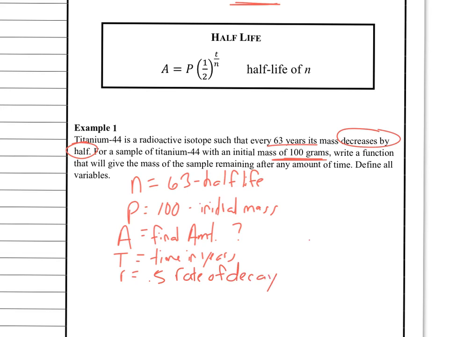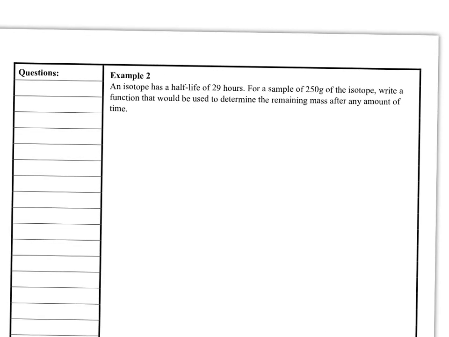So when we write our formula, it's always the final amount equals the initial amount, P, which we see right up here, which is 100, times the rate, which is always going to be 0.5, to the power t over n, which is every 63 years. All right, let's move on to the next page. So another problem similar to what we've been doing. An isotope has a half-life of 29 hours. For a sample of 250 grams of the isotope, write a function that would be used to determine the remaining mass after any amount of time.